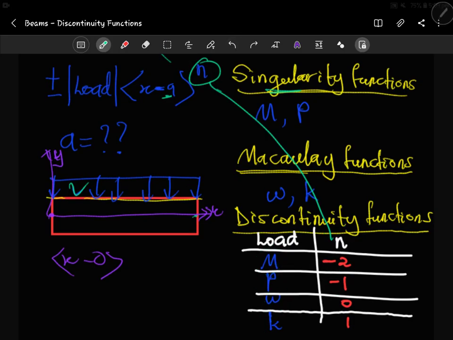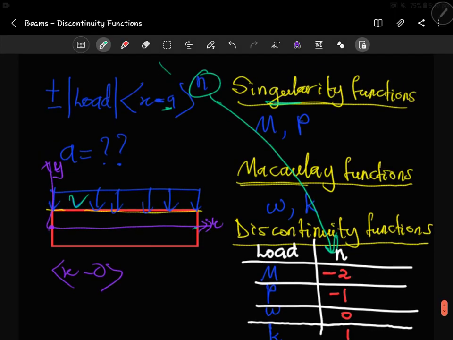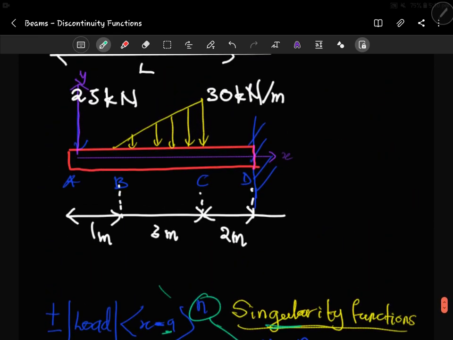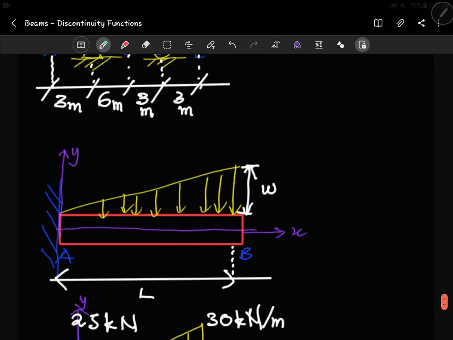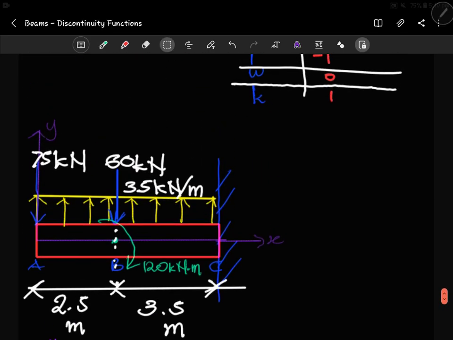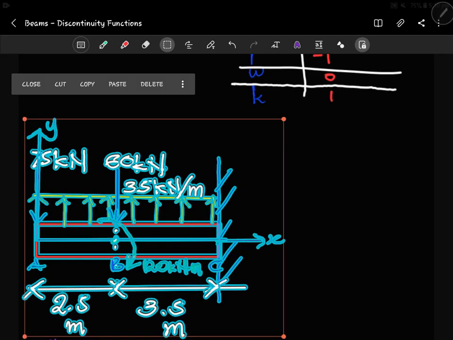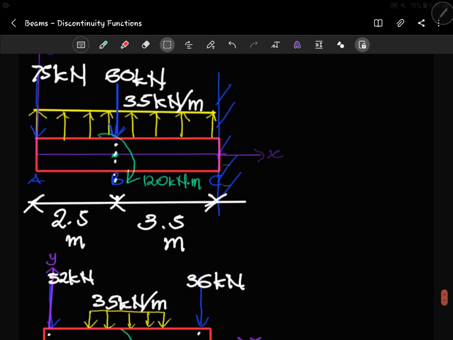So basically we've defined everything in the basic unit of the discontinuity function. For each and every one of them, there's a way of representing each. So we'll take an example and see how we go about it.